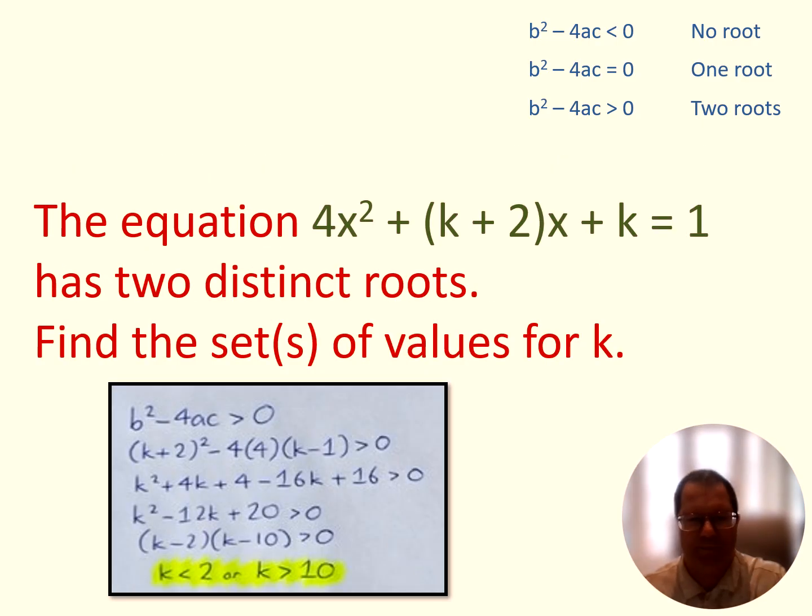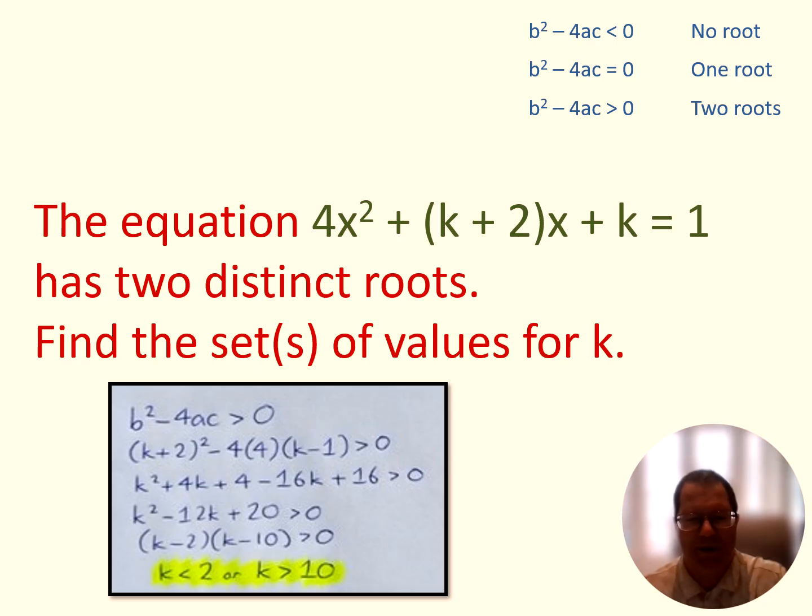And then finally, 4x squared plus k plus 2x plus k equals 1. The first thing you would need to do is to take away 1 from both sides because it needs to equal 0. So a is 4, b is k plus 2, and c is k minus 1. Find the set or sets of values for k.